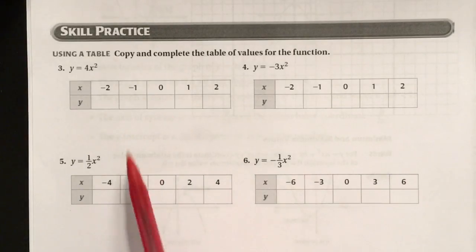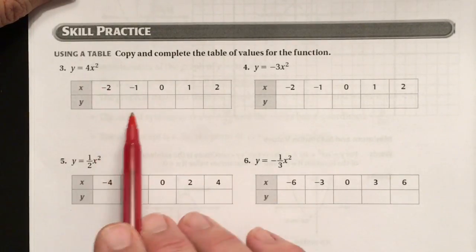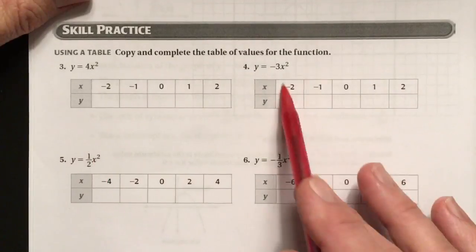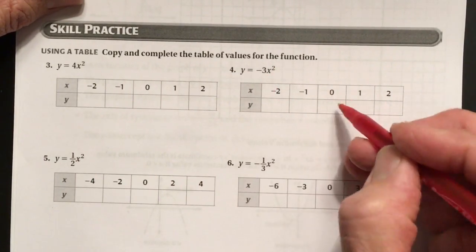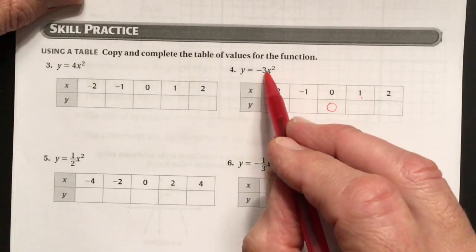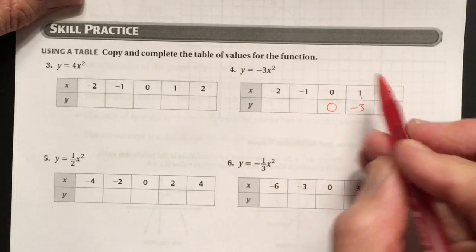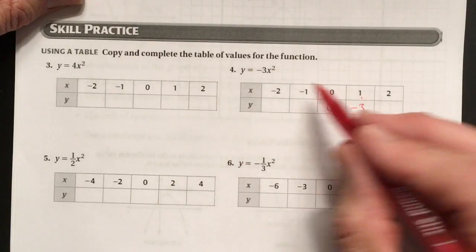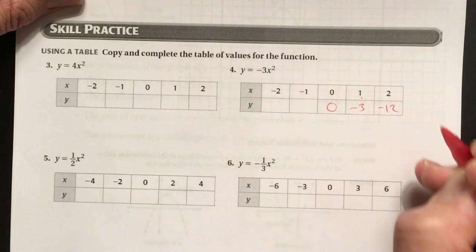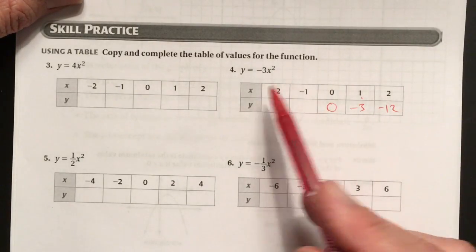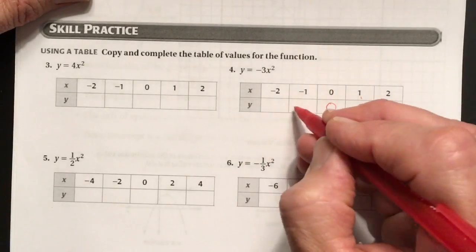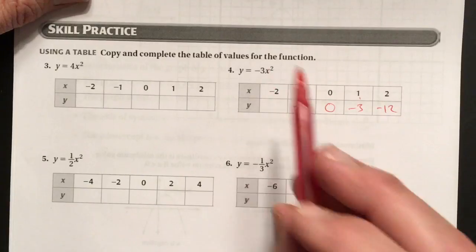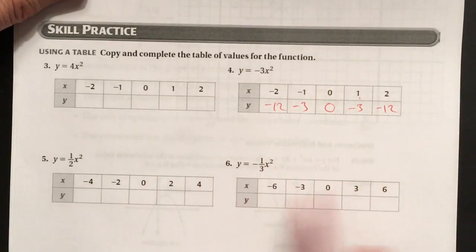So again, let's do one of these for you. Just plugging these values into -3x squared. I'll try number 4 here. 0 squared is 0 times -3 is 0. 1 squared is 1 times -3 is -3. 2 squared is 4, 4 times -3 is -12. And the same thing repeats the other direction. -1 squared is positive 1 times -3 is -3, and -2 squared is 4 times -3 is -12. So these are quick and easy to do.